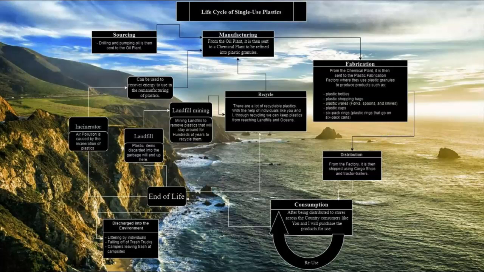Life cycle of single-use plastic. Sourcing: drilling and pumping oil, which is then sent to the oil plant. Manufacturing: from the oil plant, it is then sent to a chemical plant to be refined into plastic granules.